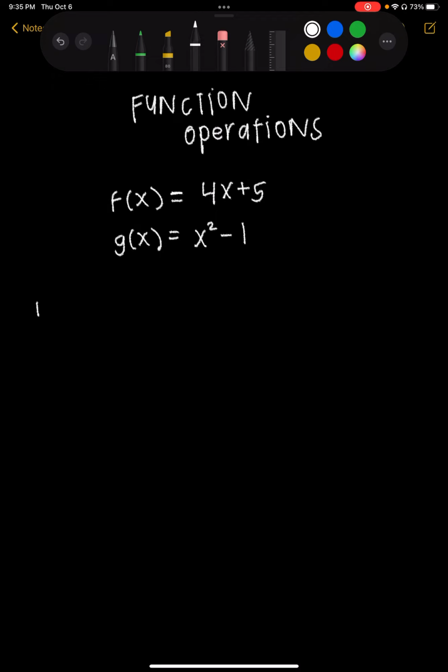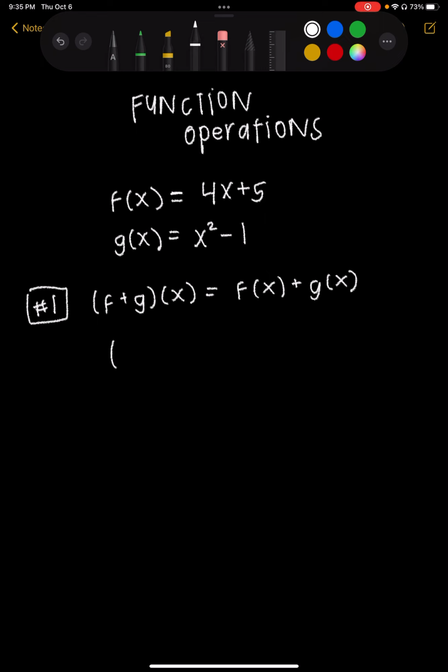So the first example on function operations is f plus g of x. What that tells me is that another way to write that is f of x plus g of x. So we're just going to take our f of x equation and add it to our g of x equation. I'm going to write my f of x equation, which is 4x plus 5, then add it to my g of x equation, which is x squared minus 1.